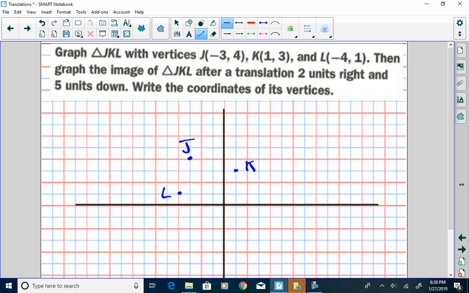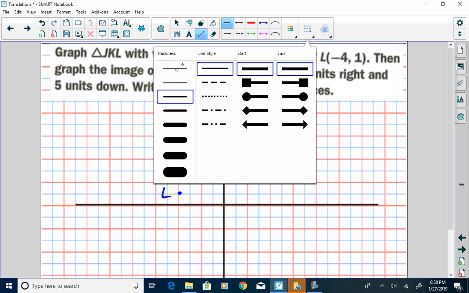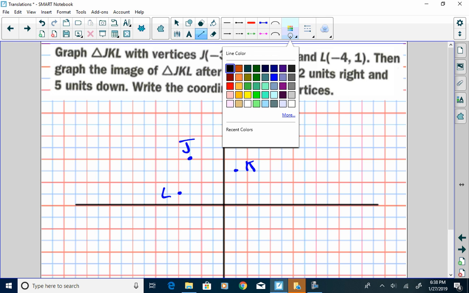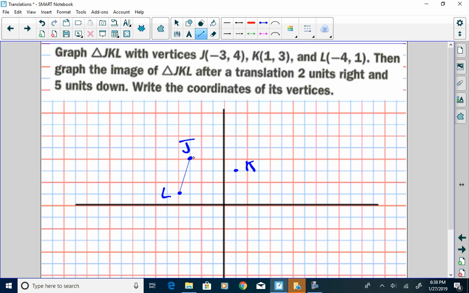I get a collection of points in a straight path. All right, so let's see, I want to use a little thinner line, and let's make that blue. All right, so we start here, go here, and we go here. There's triangle JKL.